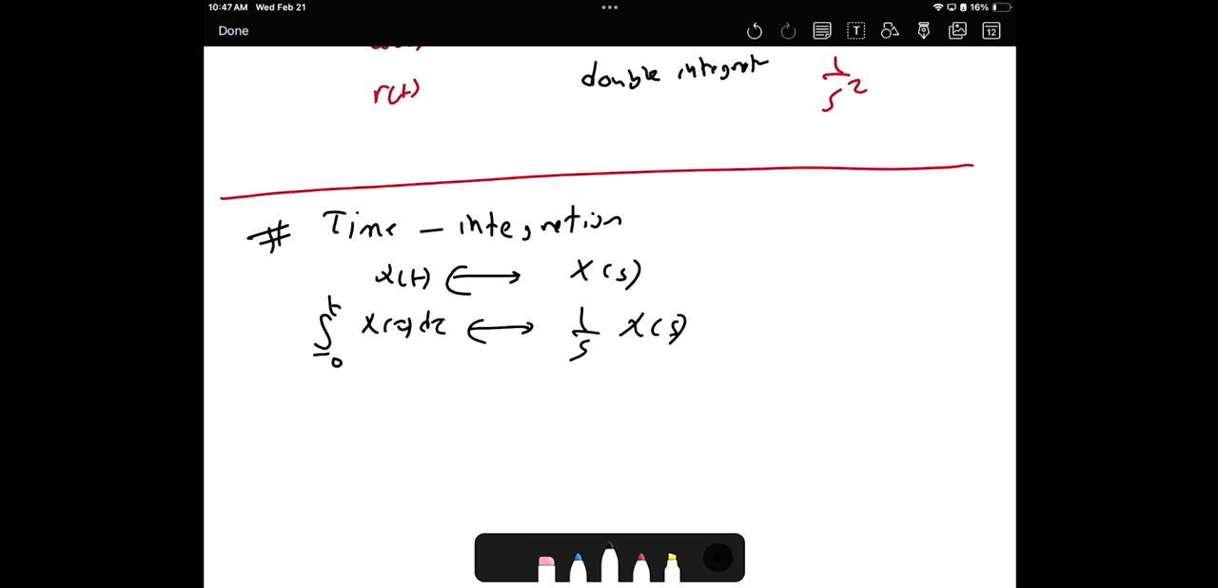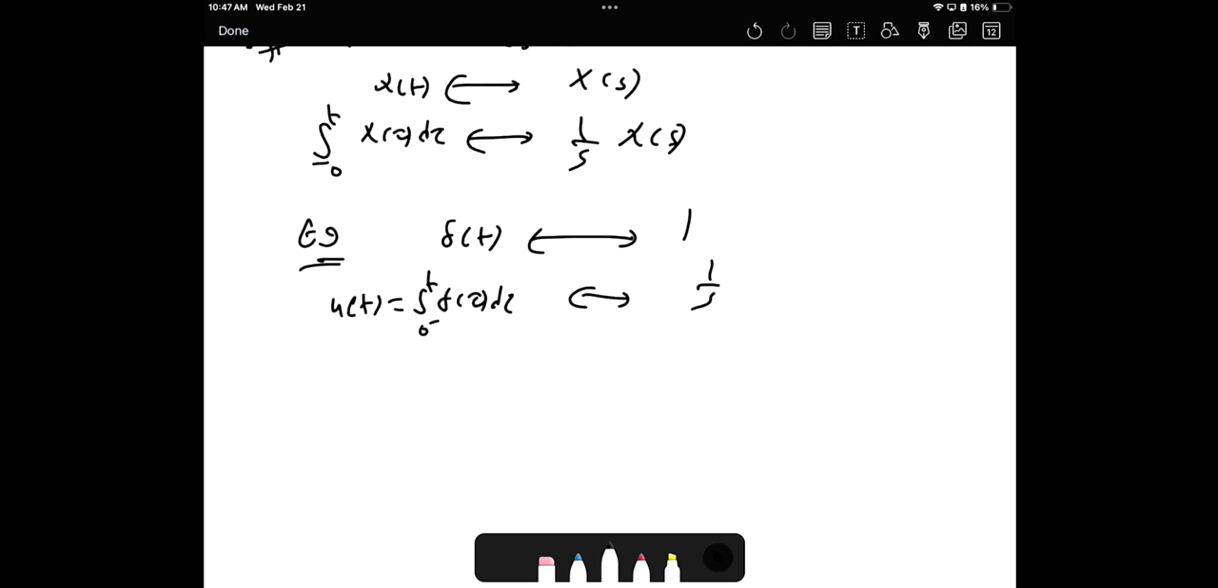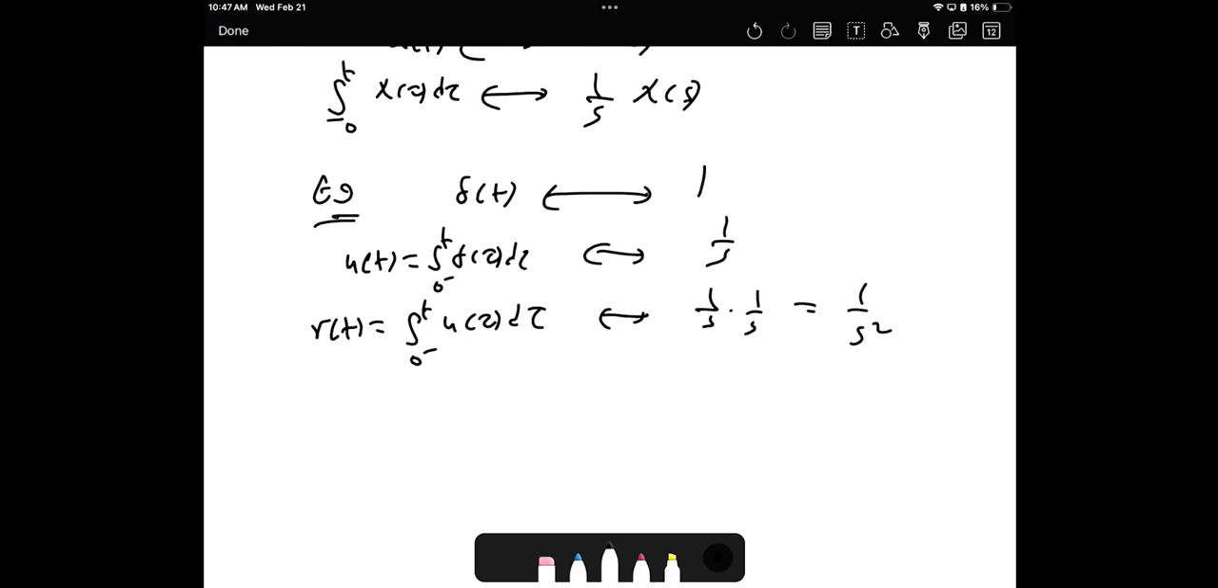Okay, so let me just try to write this example. Whenever we have delta of t, the Laplace transformation is 1. U of t, which is the integral from 0 to t of delta of tau d tau, this is 1 over s. Then r of t is the integral from negative 0 to t of u of tau d tau. This is equivalent to 1 over s times 1 over s, which is 1 over s squared. That's how we apply this.